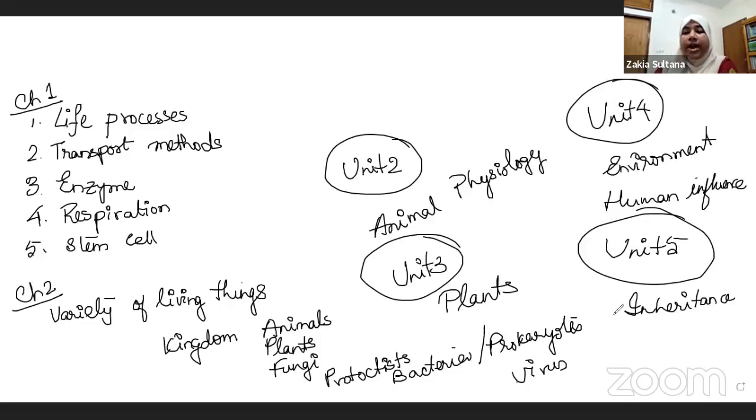And all this knowledge, whatever we have gained till unit 5, how we can use it for the benefit of mankind, for making different chemical products, drugs, medicines, vaccines, or modified food items. All these we would study in unit 6, where we would be using all our knowledge gained here. So this is a basic summary of what you need to study in IGCSE.